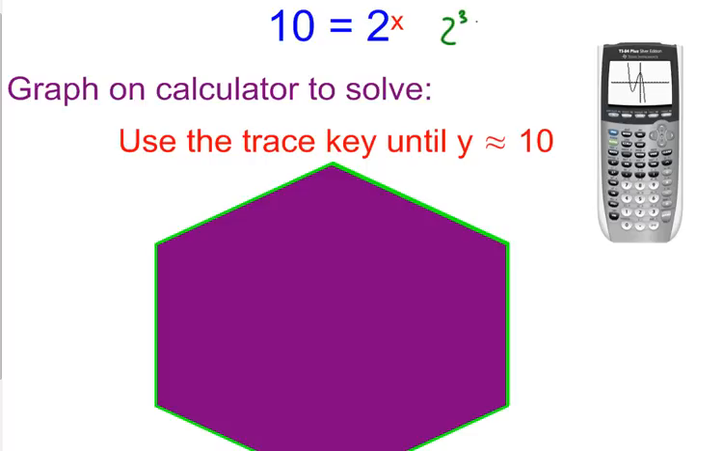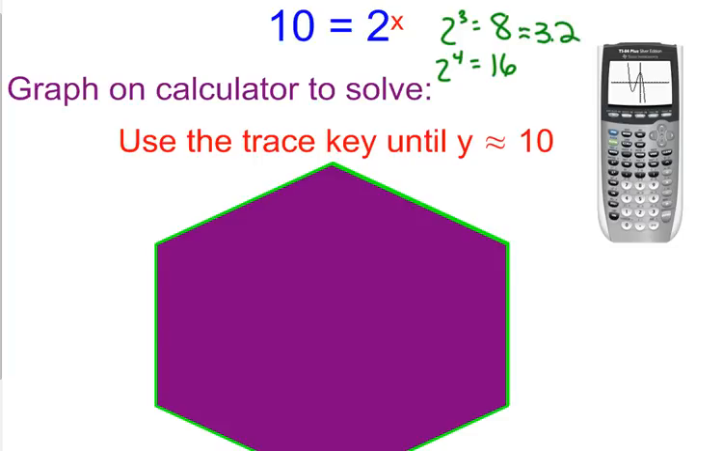2 cubed is 8, and 2 to the 4th is 16. So if we were going to guess what x is, we think it'd be 3 point some decimal, right? So probably closer to 3 than 4, and let's say like 3.2. Would that be a good estimate?